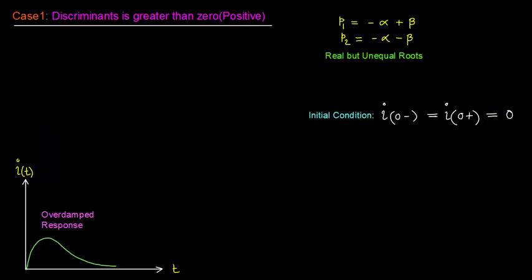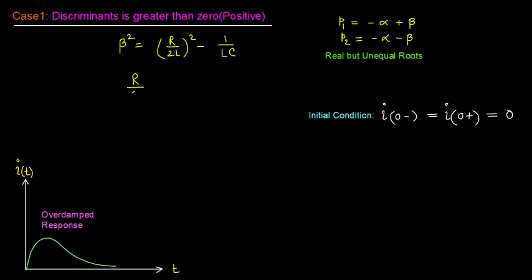Now moving on, for different cases of the roots of the characteristic equation. These are the roots of the characteristic equation, P1, P2, given by minus alpha plus or minus beta. Now case 1, discriminant greater than 0. Beta square is the discriminant, given by (R/2L) whole square minus 1 upon LC, and this beta square is greater than 0, that is positive.